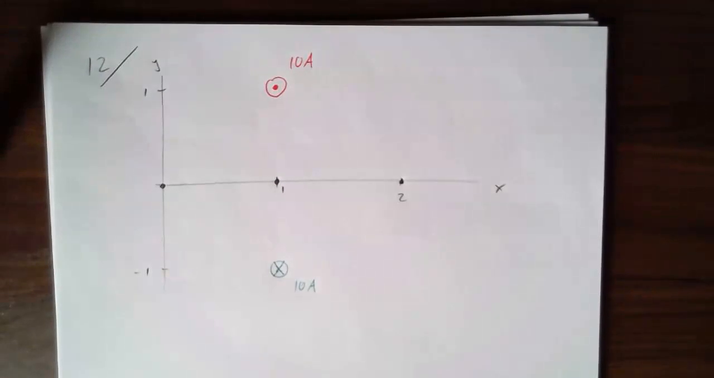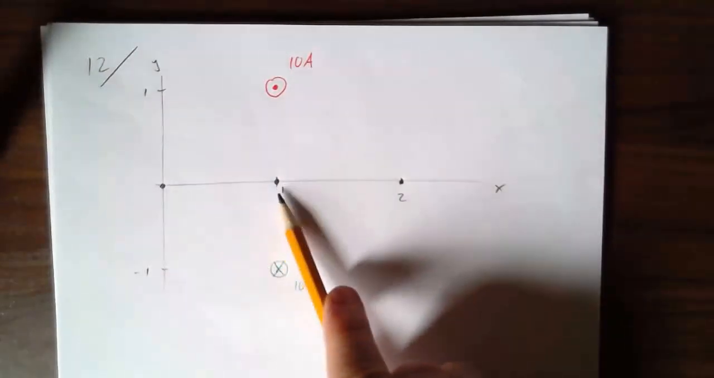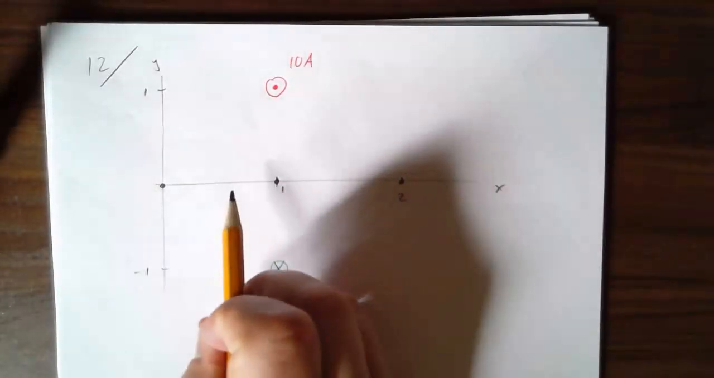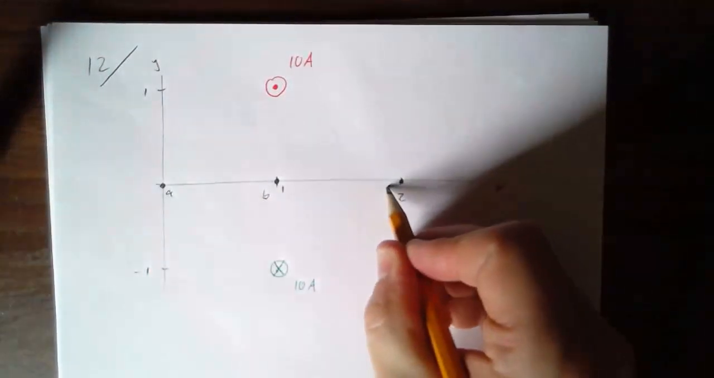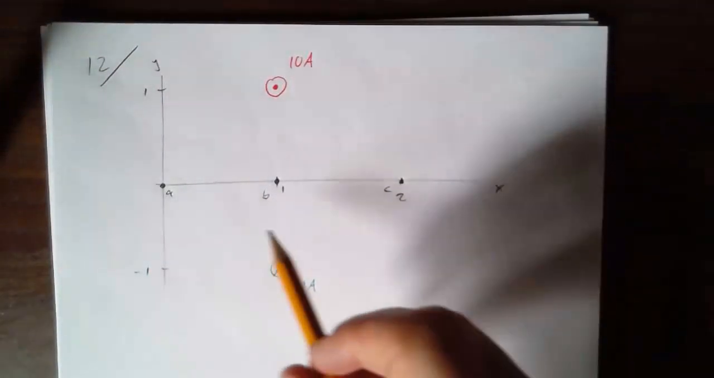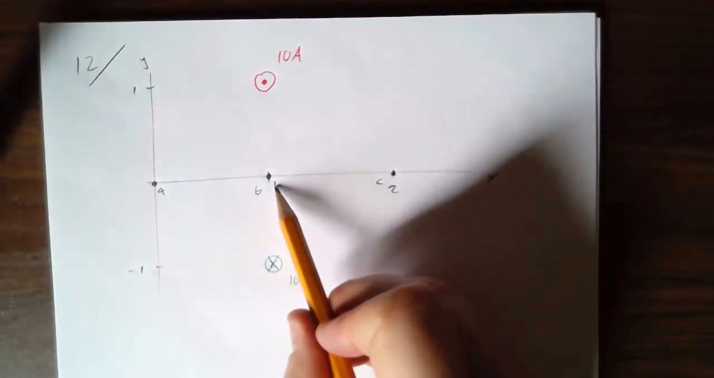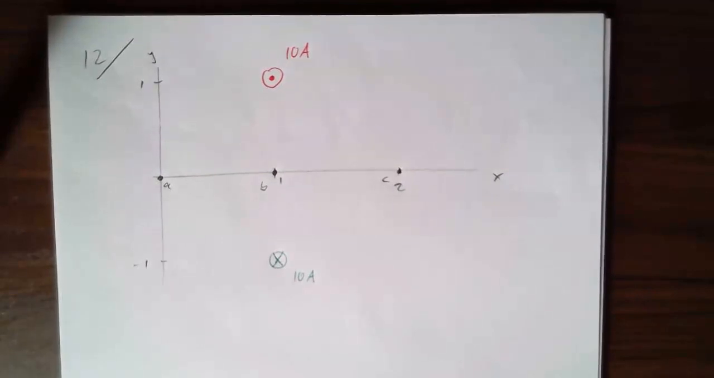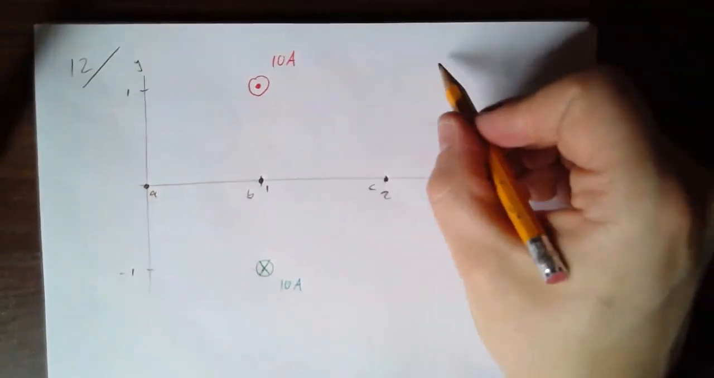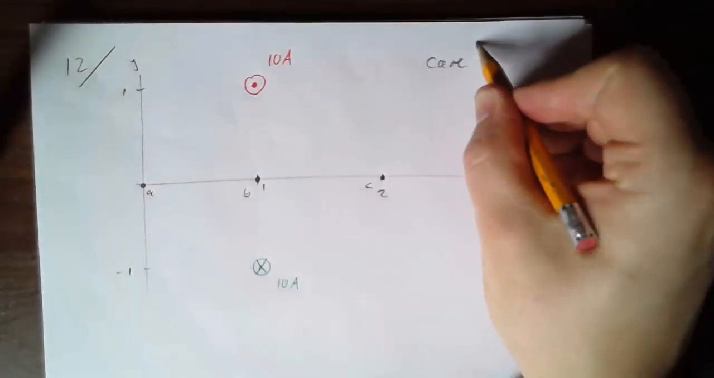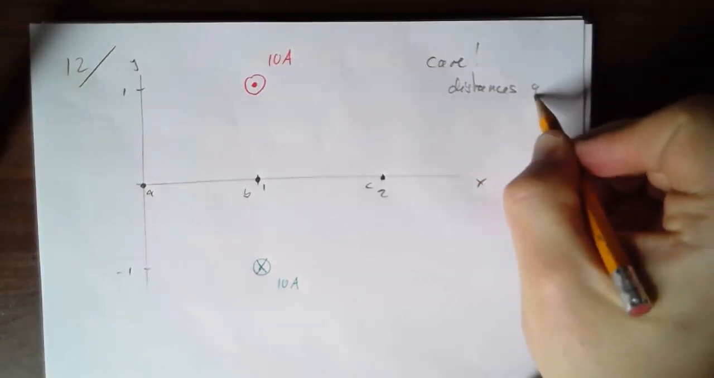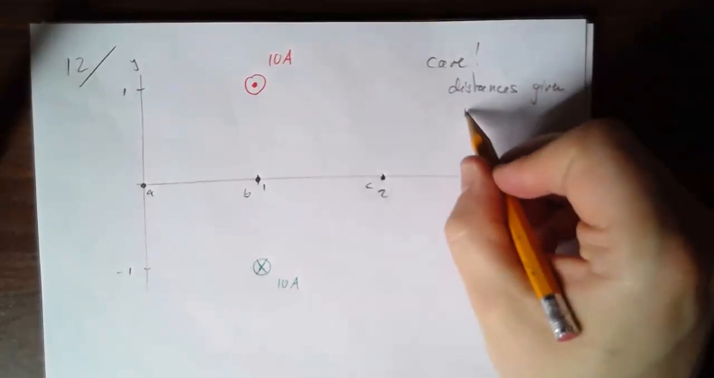We are asked to find the magnetic field at each of those points. I think this is called point A. Which one's A? Let me double check. Yes, A, B, and C. Right, and the distances are 1, 2, and everything here is in centimeters, so make sure when you do your calculation later, all distances are converted from centimeters.